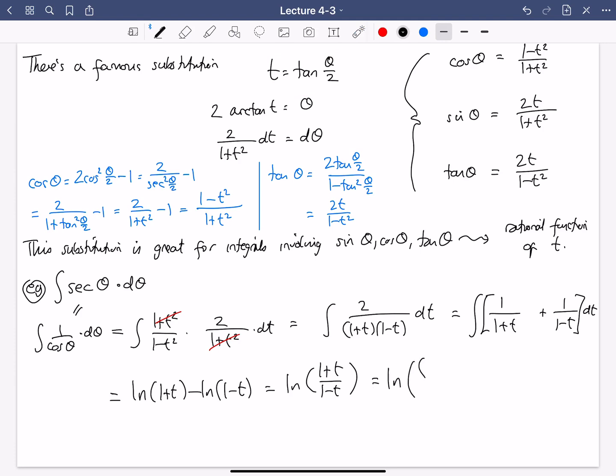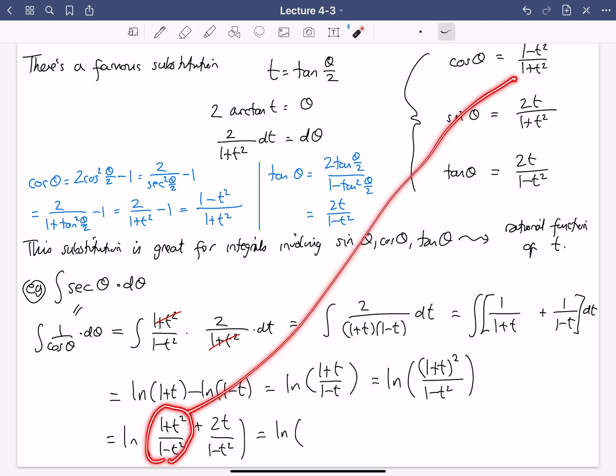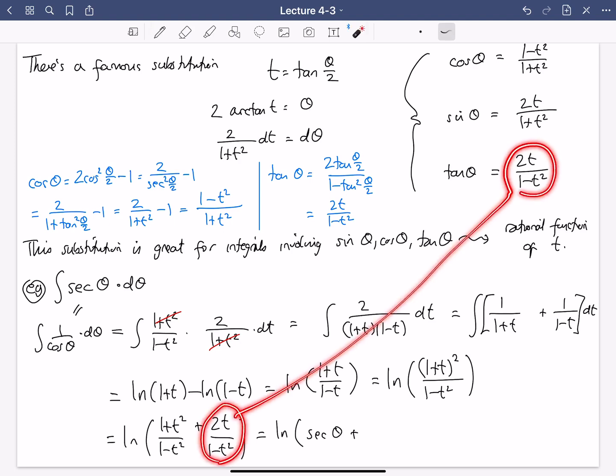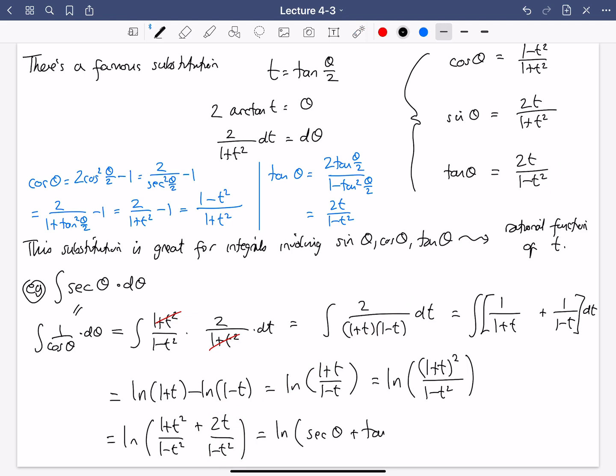What you should do is multiply top and bottom by 1 plus t. So on the bottom I've got 1 minus t times 1 plus t, which is 1 minus t squared. And so what have I got? Let's FOIL out the top. So that's 1 plus t squared plus 2t, and then it's over 1 minus t squared. So I've separated into two fractions. And now I'm very close. This guy here, that's 1 over cosine, so that's secant theta. And this guy here, that's tangent. And so that's the final integral.